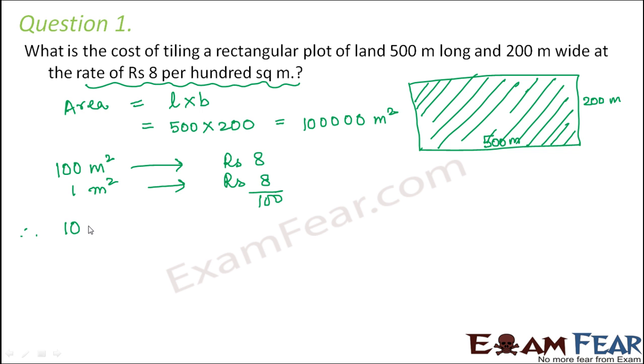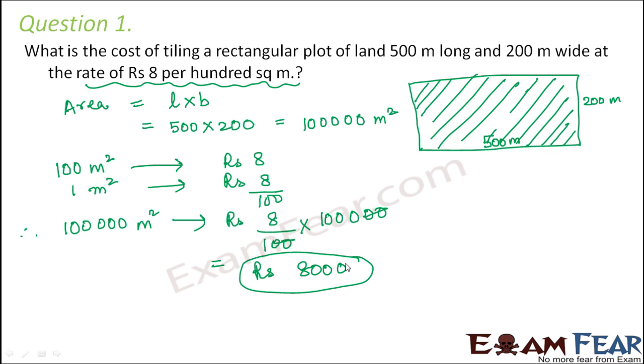Therefore, the cost for 100,000 meter square would be rupees 8 by 100 into 1 lakh. So this is equal to rupees 8,000. So rupees 8,000 would be the total cost of tiling.